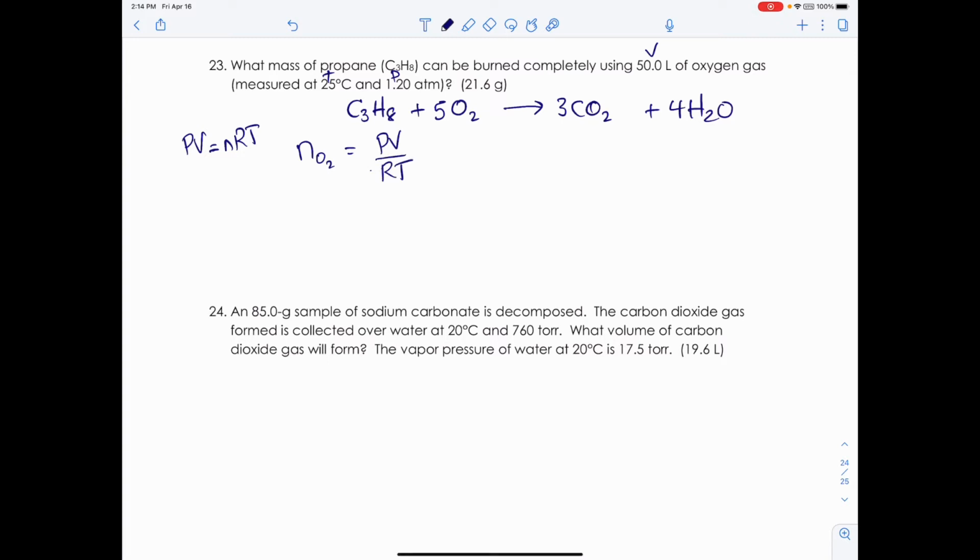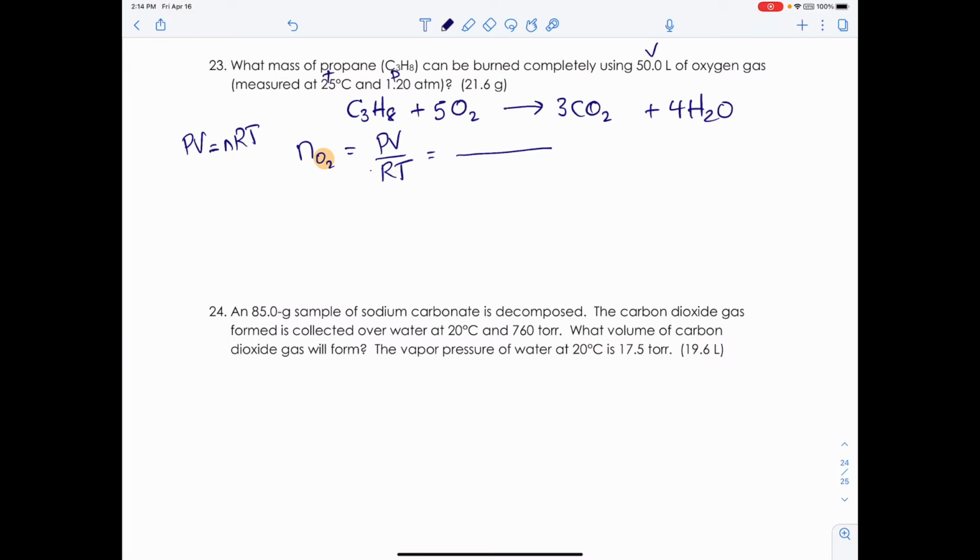Notice how I put a little subscript beside moles to indicate that it's oxygen that I'm calculating. That's a pretty good idea. A lot of students don't do that, and then they forget what this moles refers to. They might think they're finding moles of propane, for example, and then just convert it to grams. So put a little subscript to label the moles.